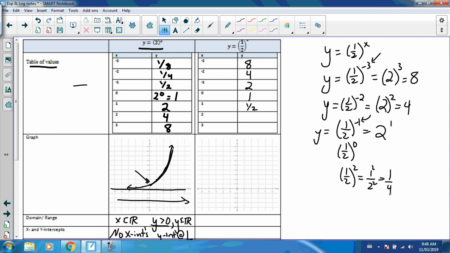1/4. So you can see it's going to be the opposite behavior of this one here. So x is -3, y is 8, -2 and 4, -1, 2. There's that y-intercept at the same spot, and then it decreases down here. So we have this shape.